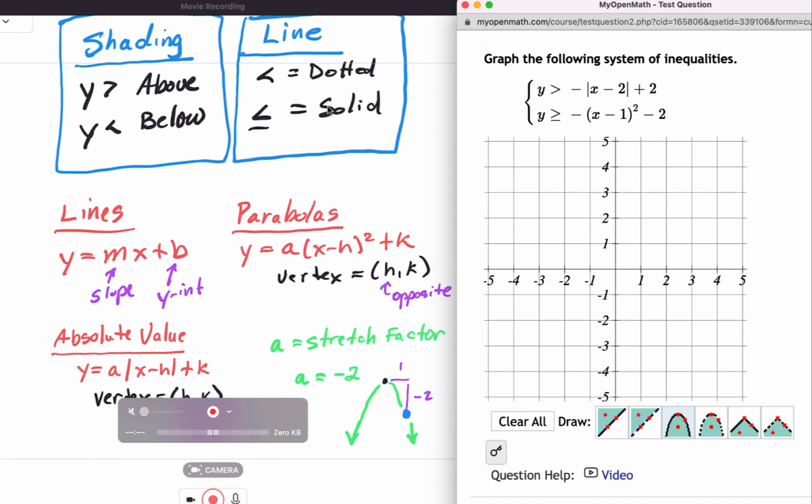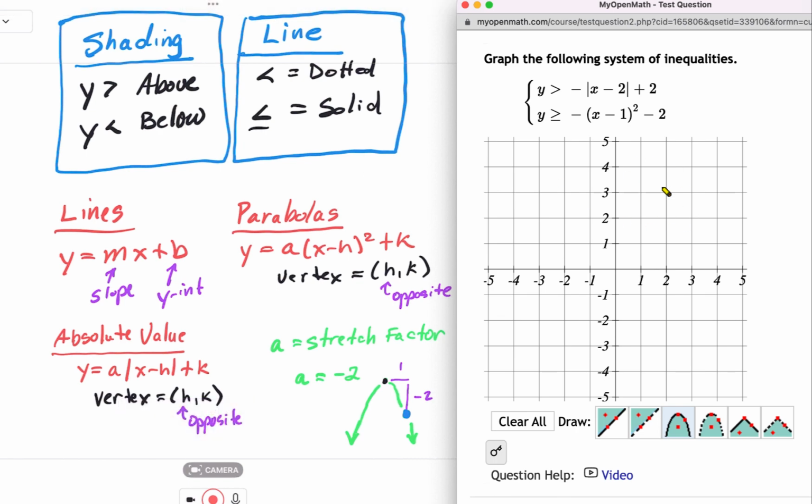Next, after you've determined what kind of line you're going to draw, you're going to go over to the shading side of things. You're going to decide which way you're going to shade. Are you going to shade above the graph or below the graph? When the inequality reads as y greater than, you're going to shade above, and if it reads as y less than, you'll shade below.